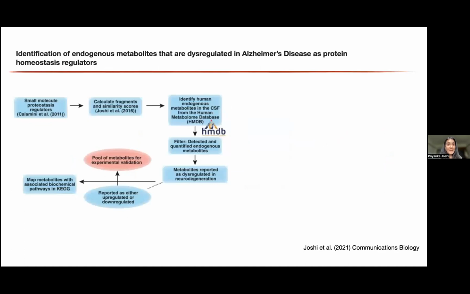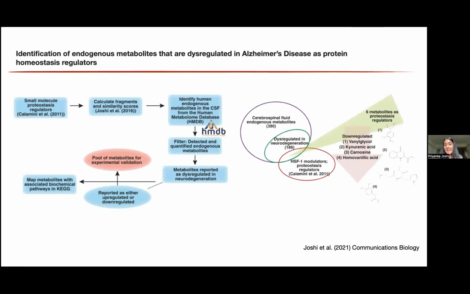So what I did was I took some small molecule proteostasis regulators from Rick Morimoto's lab and applied the same strategy that I had developed during my PhD work, which was to calculate these fragments in drug-like molecules, find the similarity scores, and run that on the Human Metabolome Database, and identify metabolites that were either upregulated or downregulated, and take this pool further for experimental validation. Six of these metabolites were actually proteostasis modulators, and we took these to test them in worms.